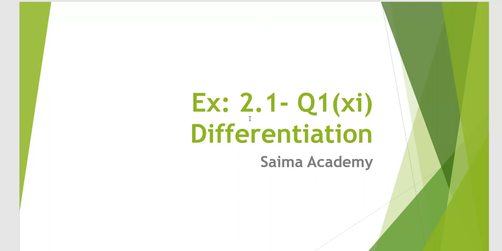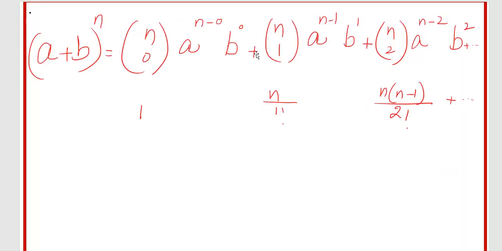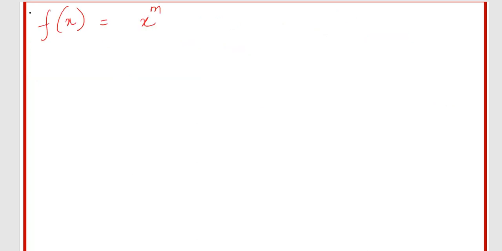In this lesson, we will discuss exercise 2.1, 11th part of question number 1. In this part, again, we will use the binomial theorem. So here I have written the binomial theorem for you. In the same way, we will operate our question. The question we have is f(x) = x^m.